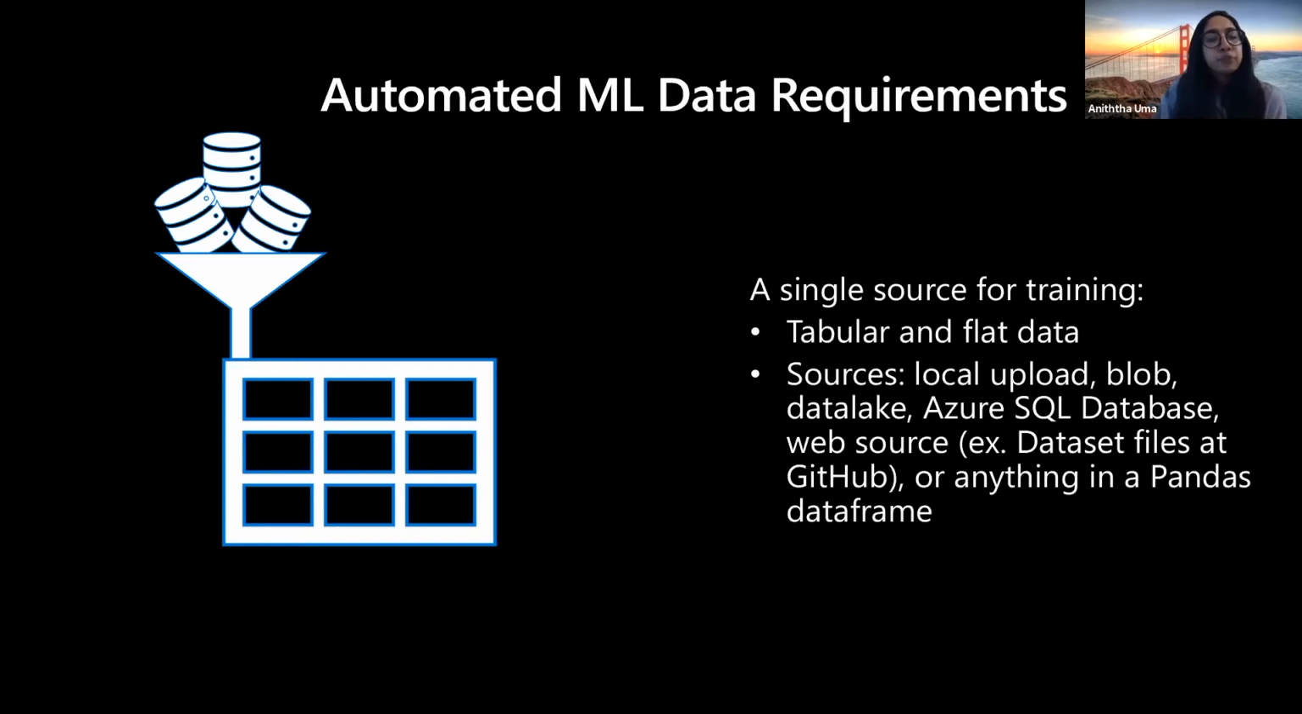So to start off, let's look at the beginning of the machine learning process. It's the data, and what we expect when you're using automated ML is tabular data. You have a couple of options of where you can bring this data from. It could either be a local upload, blob, data lake, and all the others that are listed on this slide. And then if you don't have a header or column name specified, we will go ahead and specify that for you.